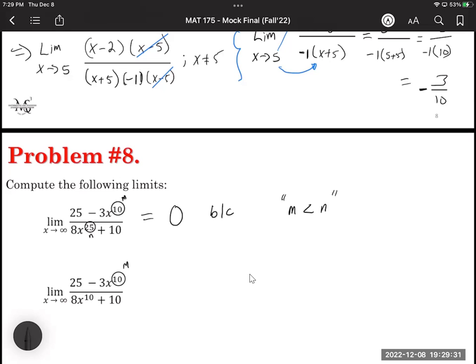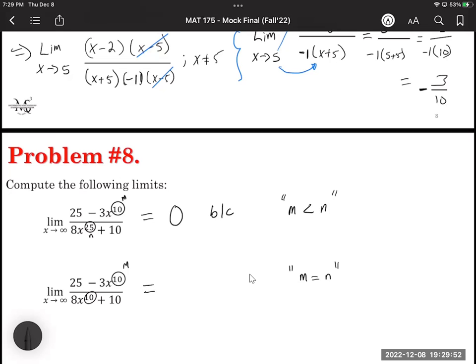10 is equal to 10, right? So m is equal to n. When the degrees are the same, all you're really looking at is the ratio of the highest powers, okay? So the ratio of the highest powers is namely the ratio of the leading coefficients.